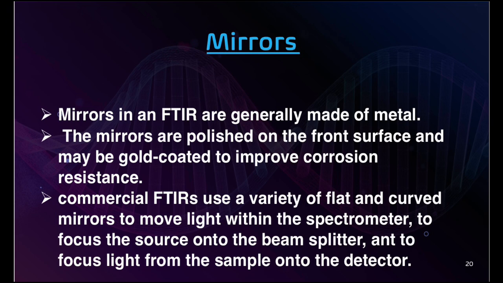Mirrors in FTIR are generally made of metal. The mirrors are polished on the front surface and may be gold-coated to improve corrosion resistance. Commercial FTIRs use a variety of flat and curved mirrors to move light within the spectrometer, to focus the source onto the beam splitter, and to focus light from the sample onto the detector.